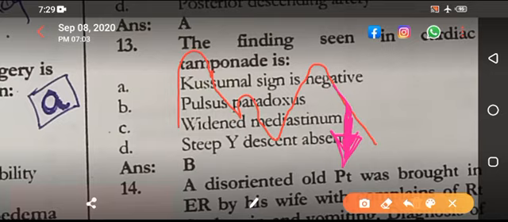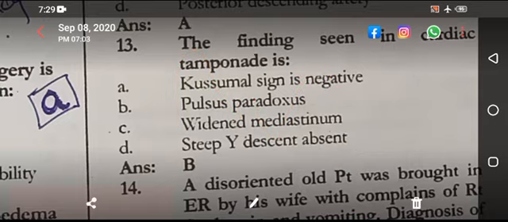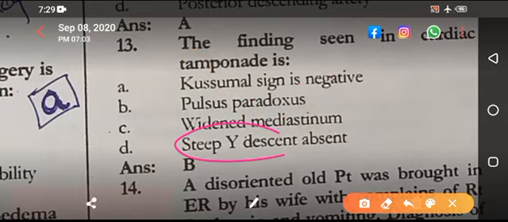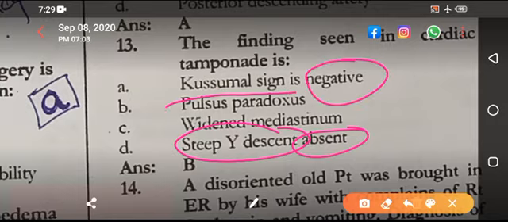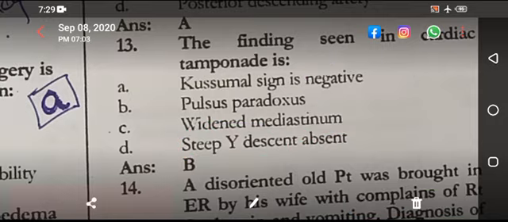You can see an examination, and that knock is due to the decreased dilatation of the pericardium. So the steep Y descent on JVP is present, that is not absent, that is positive. So over here the answer is pulsus paradoxus.